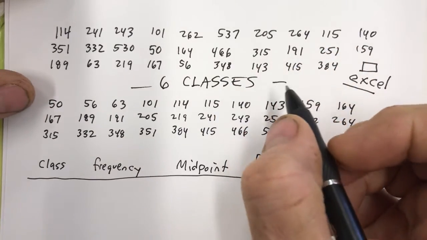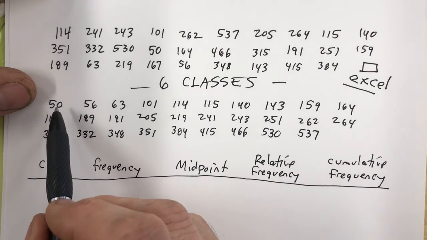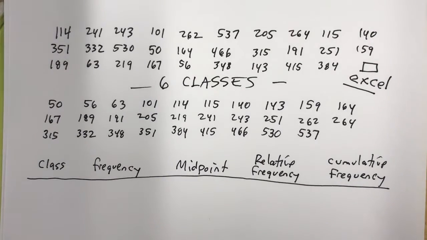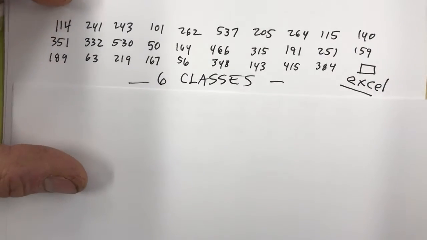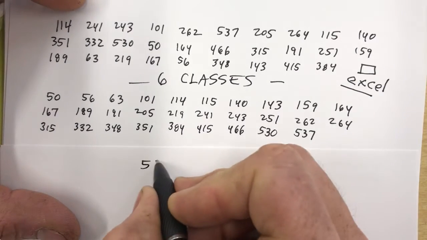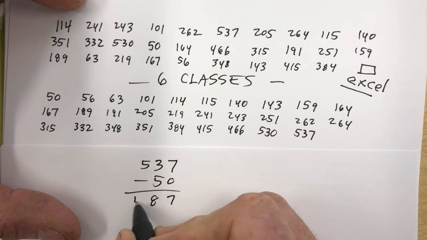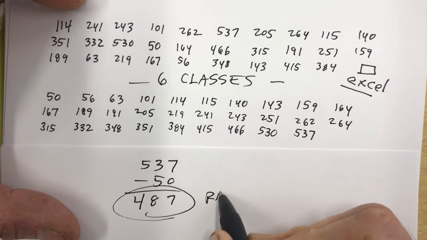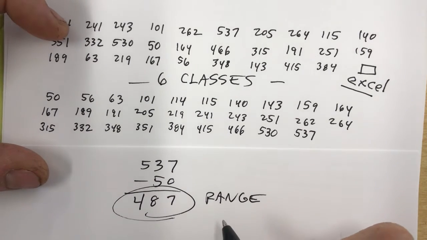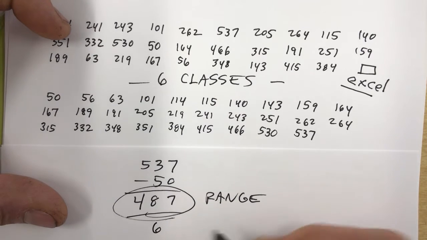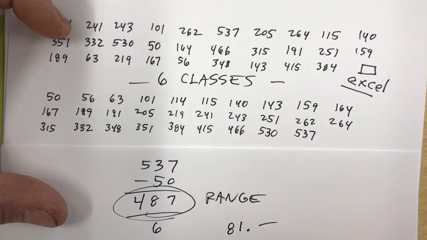We want 6 classes. Alright, so we look at our lowest and our highest, and we're going to figure out what our range is. My highest is 537, my lowest is 50. I'm going to subtract that, which is going to give me 487. That's my range. Now, since I want 6 classes, I do 487 divided by 6, which is going to give me 81 point something, which means I'm going to have to round it up to 82.